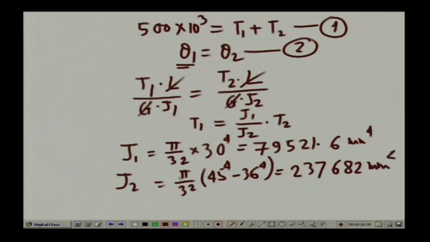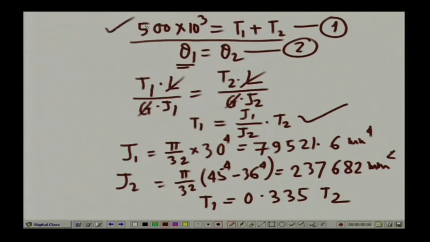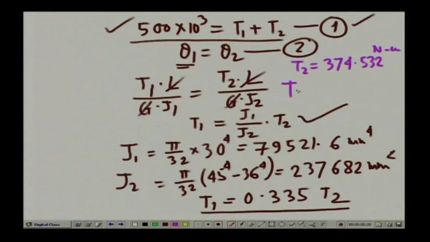So, these are the values of J1 and J2, and consequently, if we substitute, we get T1 as equal to 0.335 times T2. We have T1 plus T2 equal to 500 into 10 to the power 3, and T1 equal to 0.335 T2. If we substitute in equation 1, we get the value of T2 as 374.532 Newton meter, and T1 as 125.468 Newton meter.